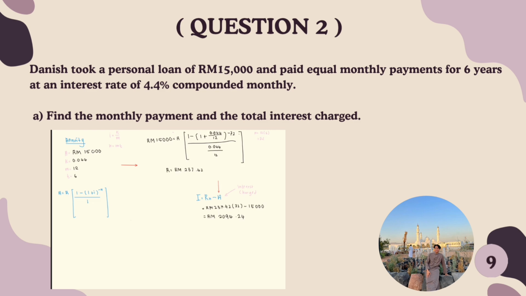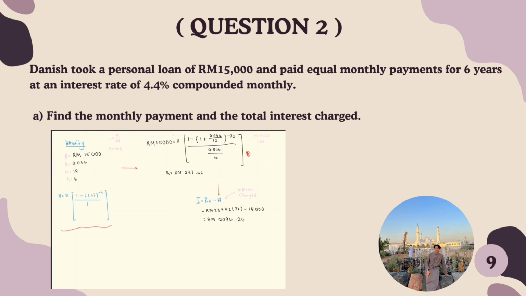Danish took a personal loan of 15,000 and paid equal monthly payments for 6 years at an interest rate of 4.4% compounded monthly. For this question, we will use the formula A equals R bracket 1 minus bracket 1 plus i bracket to the power of negative n, divide i bracket. We got that 15,000 will be our A, 4.4% will be our K, 6 years will be our T, and compounded monthly will be our M. So we just insert all the information given into the formula. Then press the calculator, and the answer will be RM 237.42.